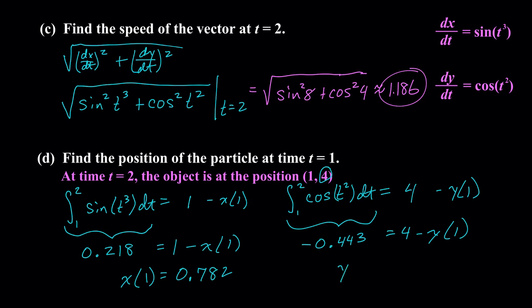So therefore, y of 1 is equal to 4.443, giving us the position (0.782, 4.443).